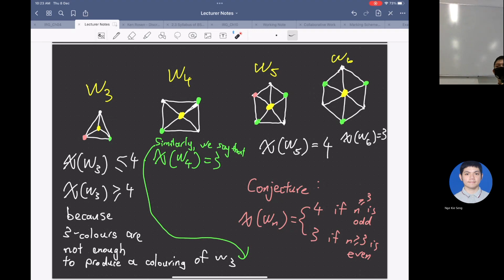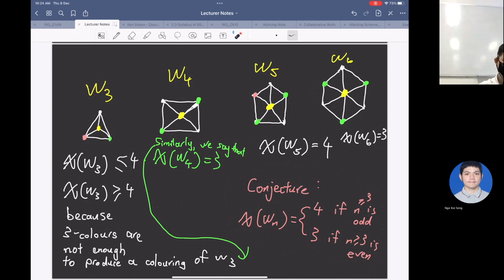So you can go and try and color the wheels, and then you should see the pattern depending on whether the wheel has an even or odd number of vertices. There are 2 ways to see this, but let's just talk about this conjecture here. The chromatic number of Wn, where Wn means you have n vertices and add 1 dot in the middle, is 4 if n is odd, and 3 if n is even. I already checked that this is the textbook answer.